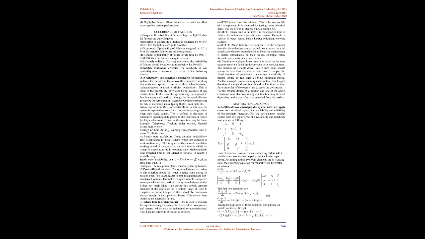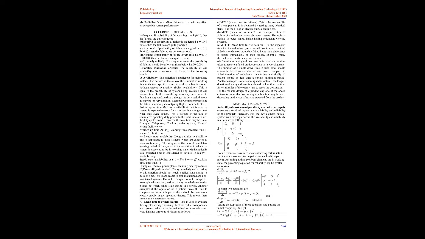If 0.10 ≤ p ≤ 0.20, then the failures are quite probable. C. Occasional: if the probability of failure is marginal, i.e. 0.01 ≤ p ≤ 0.10, then the failures are quite occasional. D. Remote: if the probability of failure is very little, i.e. 0.001 ≤ p ≤ 0.010, then the failures are quite remote.